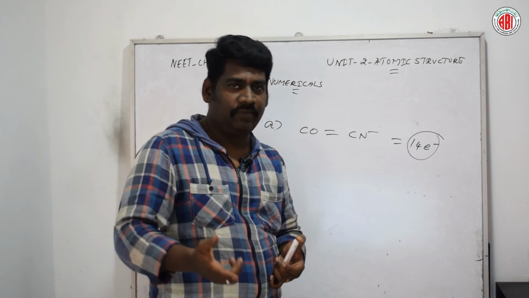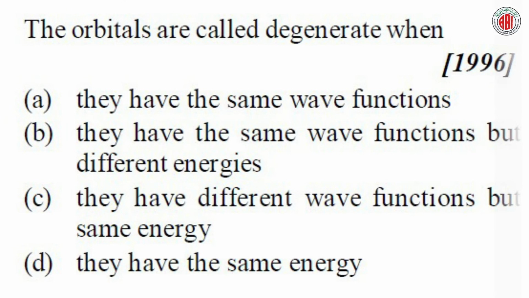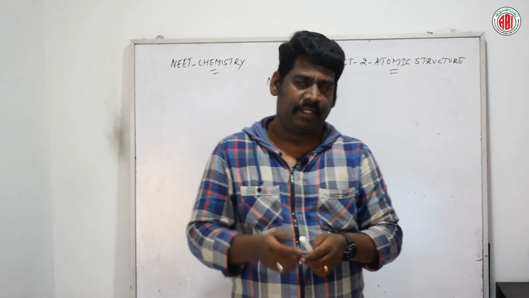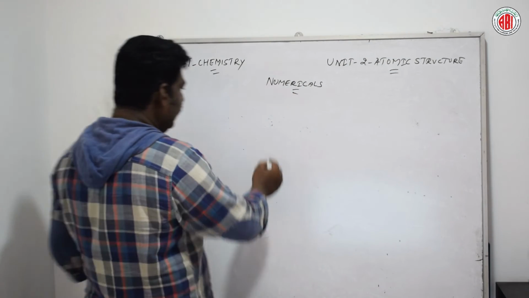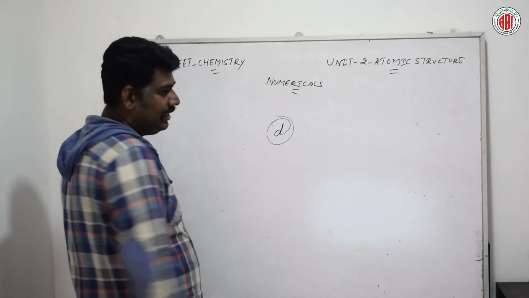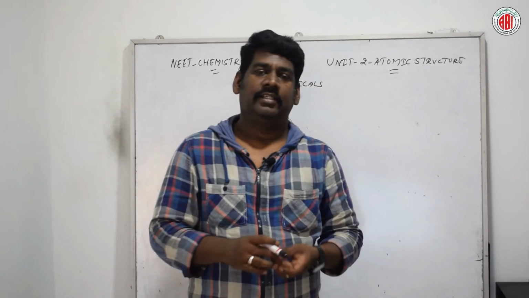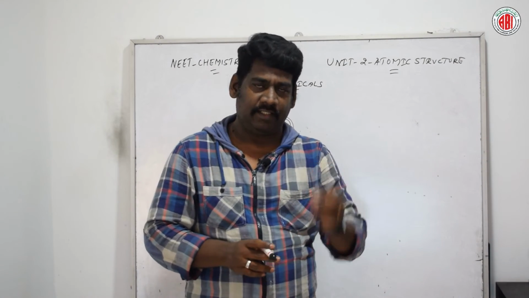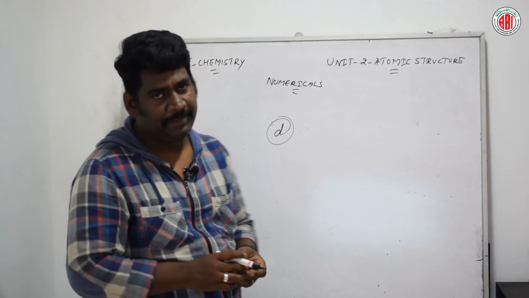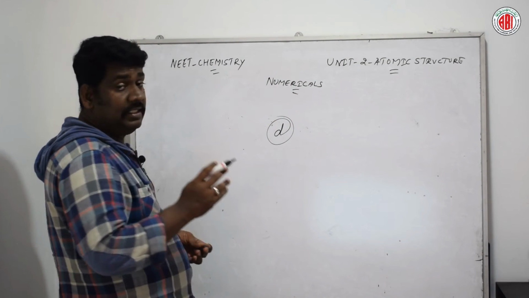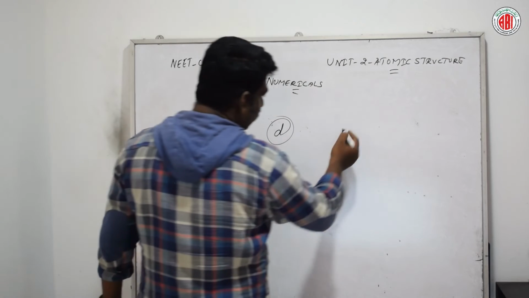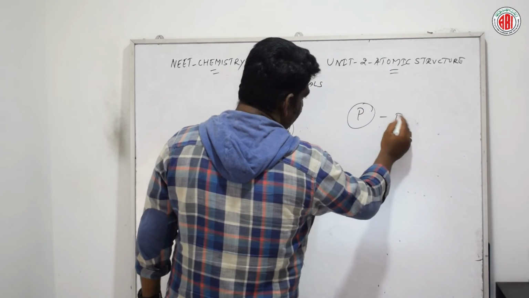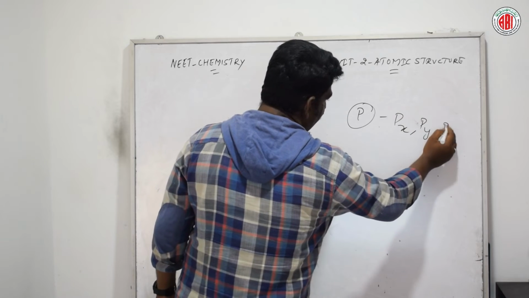Now let us go for the next question. Look at this question, guys. The orbitals are called degenerate when, here are four different reasons given. Let us see the right answer for this question. According to this question, statement D is the right answer, because the orbitals which have the same energy are said to be degenerate orbitals. For example, for p orbitals we have px, py and pz.